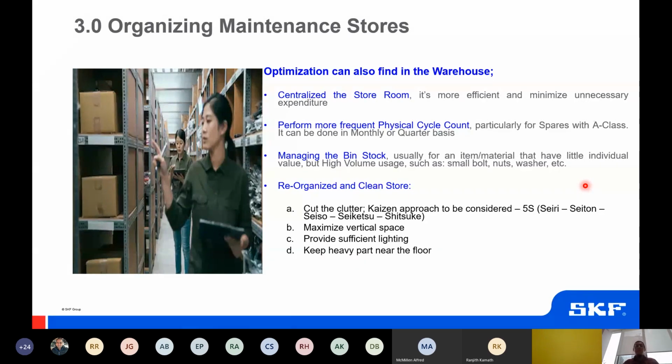Okay, the bin stock. Then reorganize and clean the store, try to declutter. Maybe this is a Japanese approach that has quite been considered in consumer goods manufacturing. Most manufacturers in Indonesia use this approach, Kaizen, 5S, Seiri, Seiton, Seiso, Seiketsu, Shitsuke, and maximize vertical space, providing sufficient lighting and keeping heavy parts near the floor.